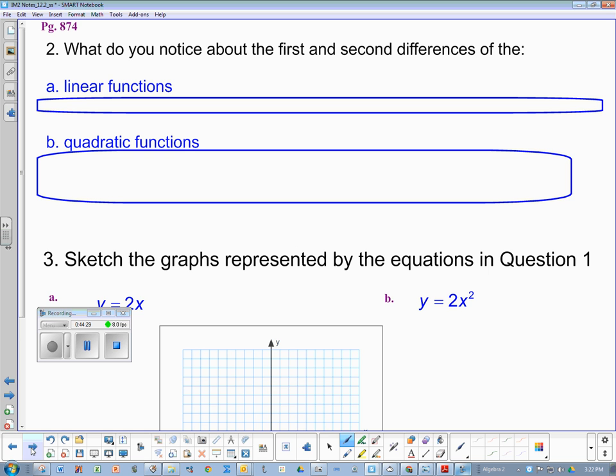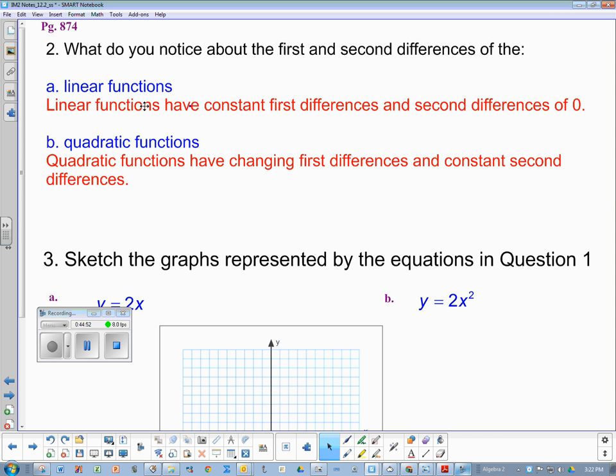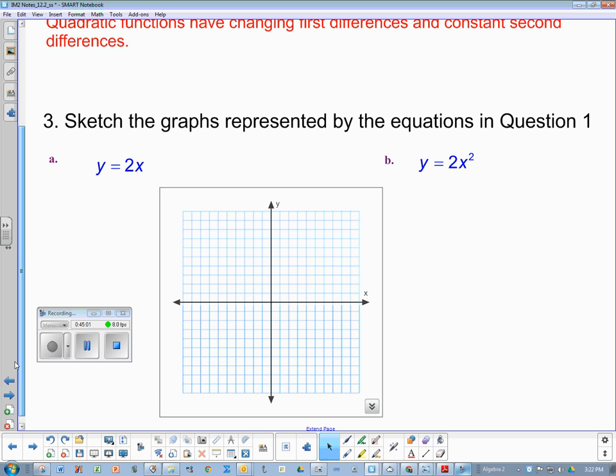So, linear functions. What do you notice about the first and second differences? Well, linear functions have constant first differences, and the second differences are 0. Quadratic functions have a changing first difference, and a constant second difference. It says here we're going to sketch these graphs represented by these equations. All right.